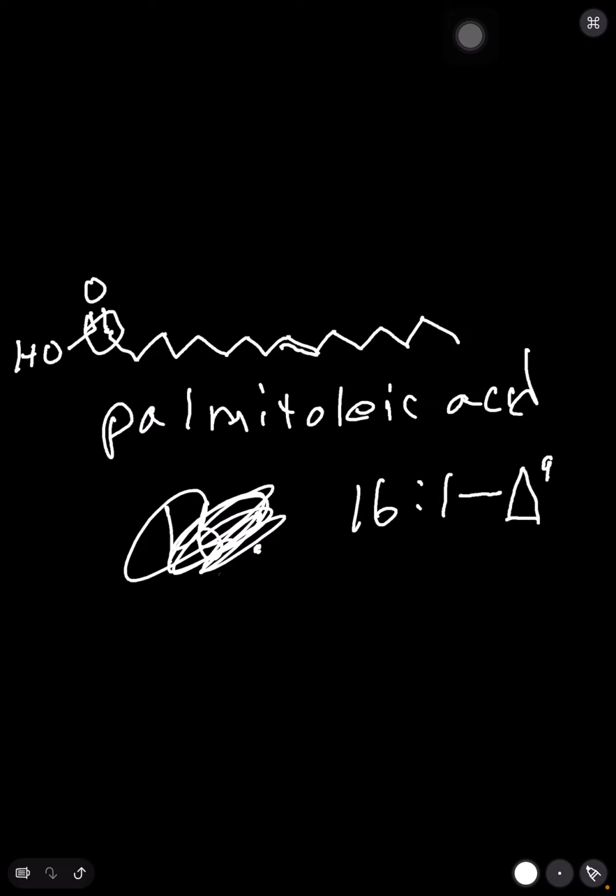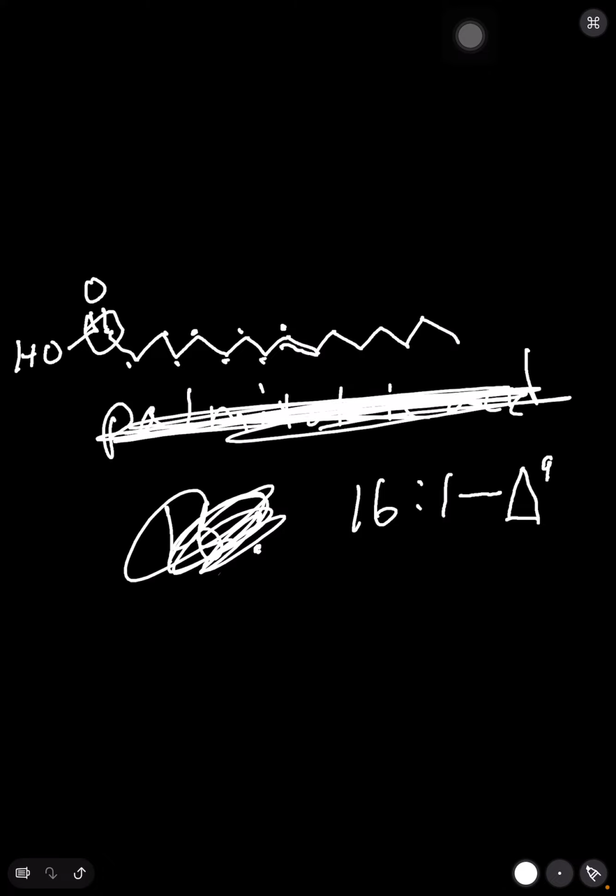So in palmitoleic acid, it's 16 carbons long, counting the carbons, starting with carbon number 1, the carbonyl carbon, 1, 2, 3, 4, 5, 6, 7, 8, 9. That's where the double bond appears. So you put it there. Okay? Hypothetically, and this would not be palmitoleic acid anymore, so I'm going to cross that out. Let's say we had another one right here.